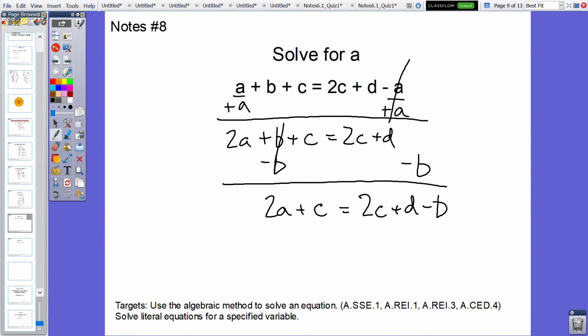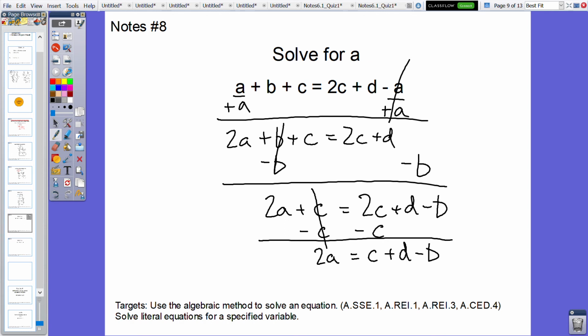And then my next step is I'm going to subtract c from both sides. Now c does have a like term on the right side, which is 2c, so I'm going to subtract c from there, instead of putting it off to the side in the blank space like I did with b. C's cancel on the left side, 2c take away 1c is another 1c, so c plus d minus b, and then I'm left with 2a on the left side. So now I have the equation 2a is equal to c plus d minus b.